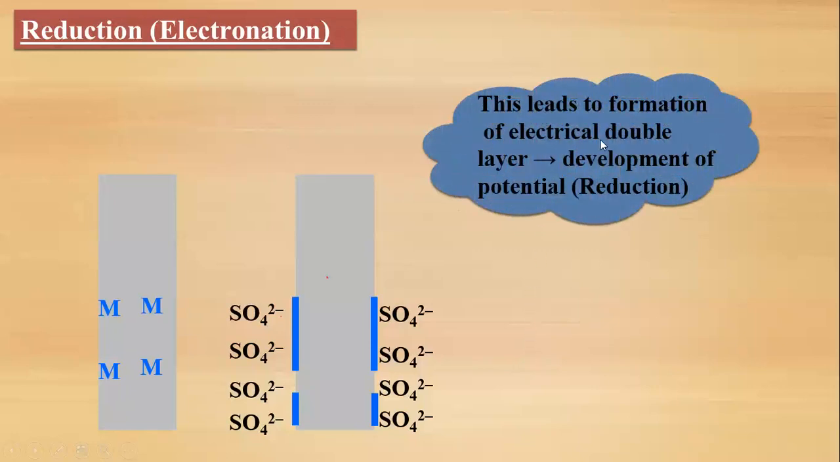So this leads to the formation of an electrical double layer and development of the potential, that is called reduction potential. Here also a double layer formed, inside positive, outside negative, and that's why the double layer is created, and this is responsible for the potential difference, that is called reduction potential. Note down this one.